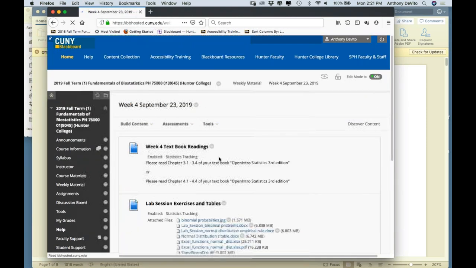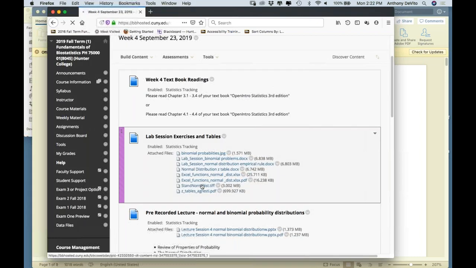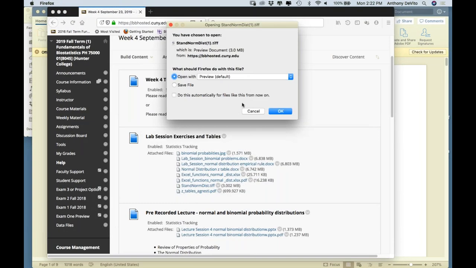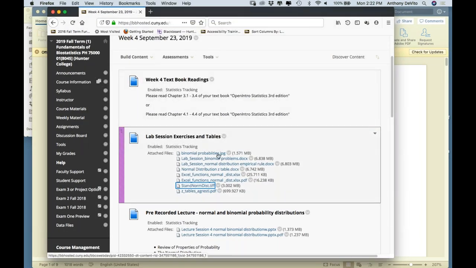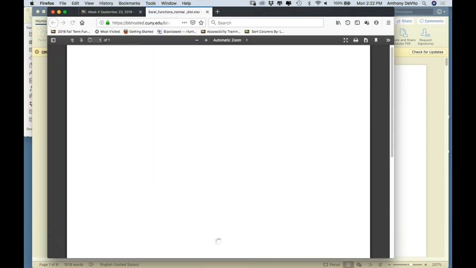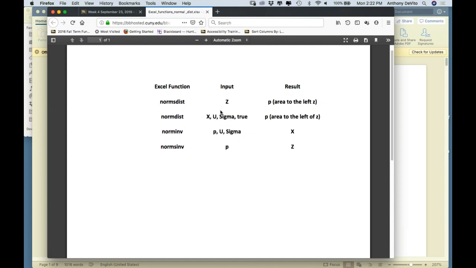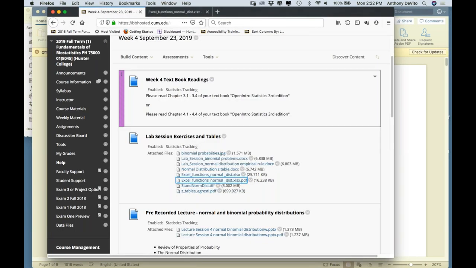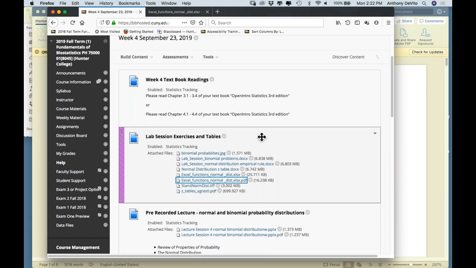So in here, you will see the various documents that I'm using. Here's the drawing, the formula for the binomial distribution. This is a little bit of extra help, which lists various functions for what we're about to use, which is the normal distribution. You don't have to worry about that right now, but in addition to the binomial distribution problems, which we just did, we're also going to get into the normal distribution.